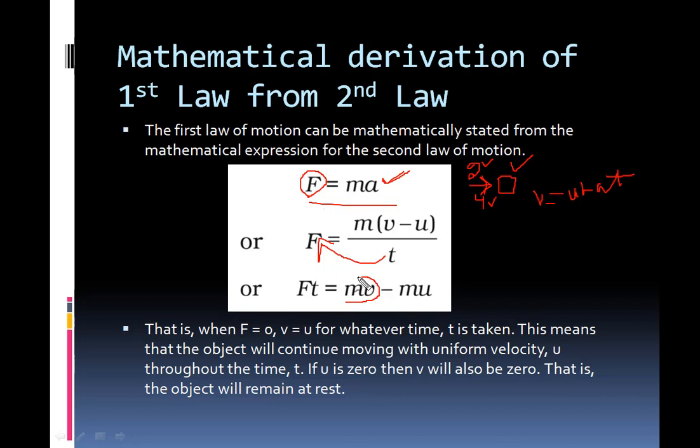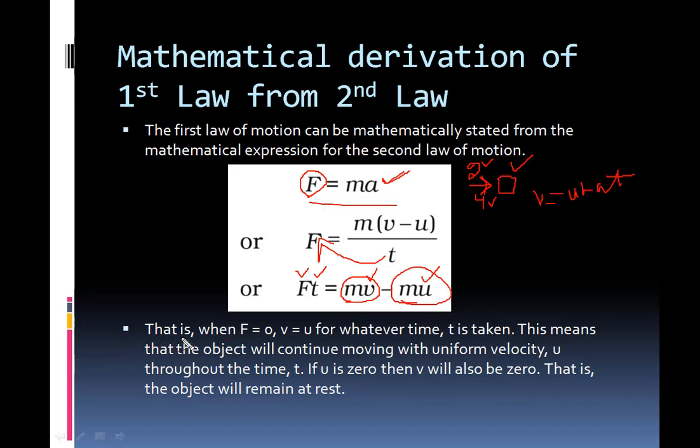Yesterday we saw mass into velocity is momentum, that is mv is the final momentum, and mu is the initial momentum. So here the body is moving initially with speed u. Force F is applied for the time t. So after this application of force F for the time t, the speed of the body changes to v. So its final momentum becomes mv. The change in momentum is equal to final momentum minus initial momentum.